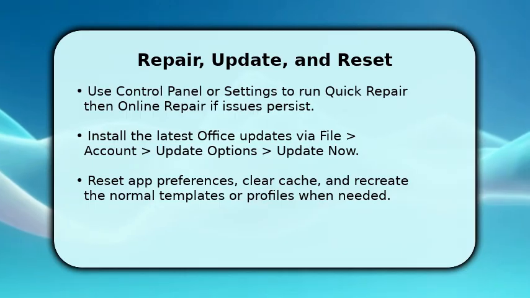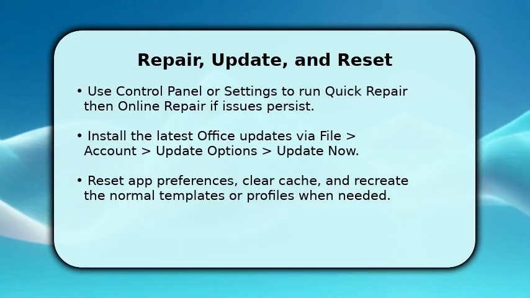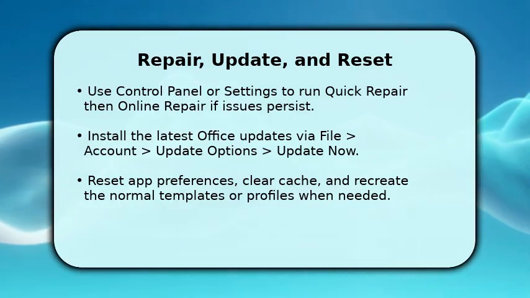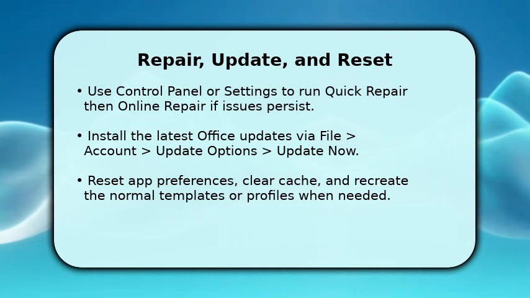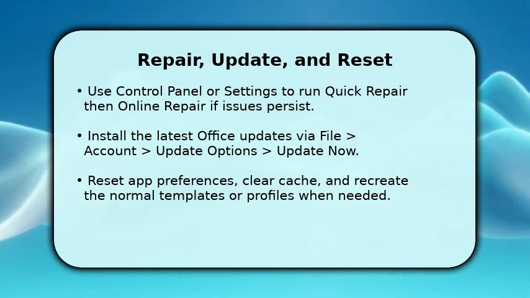Next, open any app and go to File, Account, Update Options, and select Update Now to get the latest fixes. Finally, clear any app cache, reset preferences, and recreate Normal.dotm or Outlook profiles to resolve persistent configuration corruption.